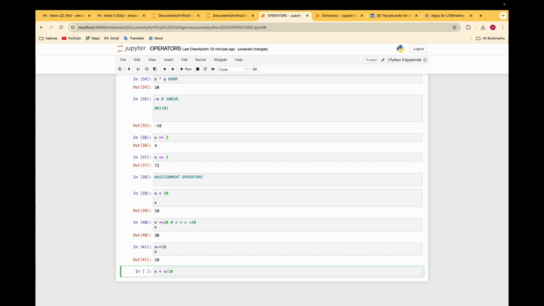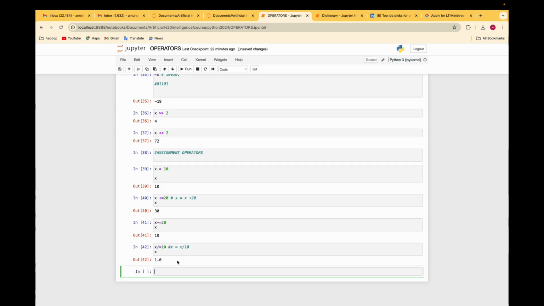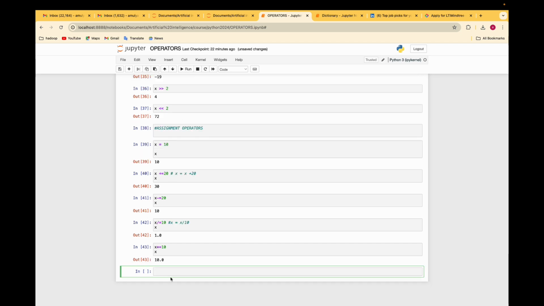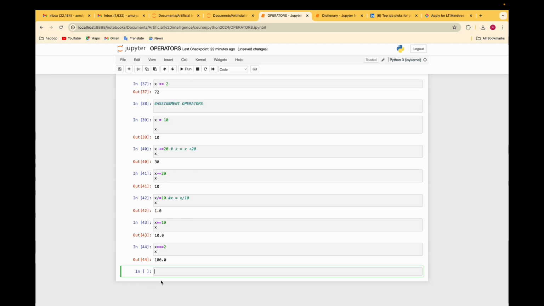How about x equals to x divided by 10? How do we write this in an easier way? x divided equals to 10. Let's go with this and run it. It's 1.0. Let's suppose consider x multiplied equals to 10, x is 10. x power equals to 2. And I say x. Then it returns me 100 because 10 power 2 is 100.